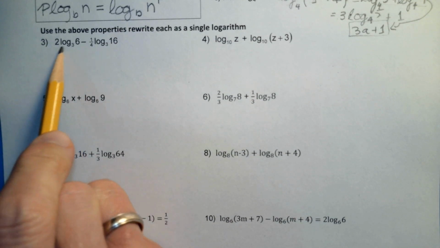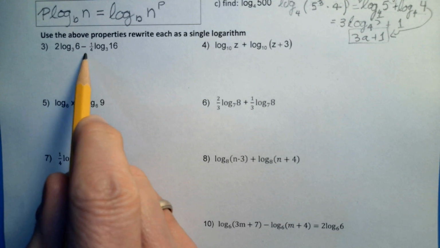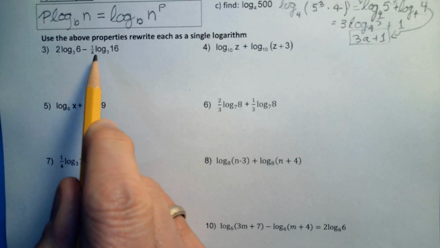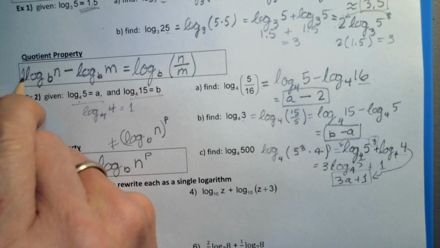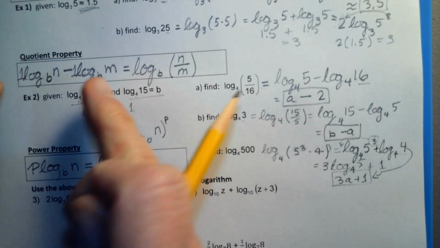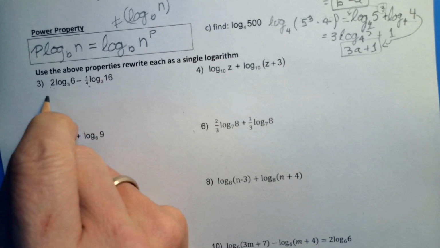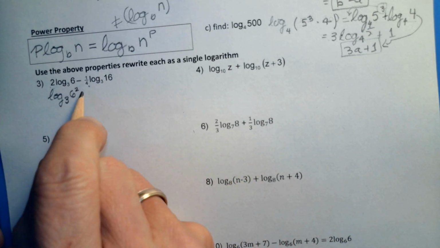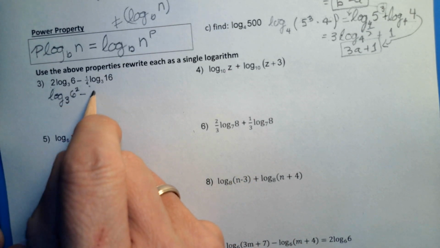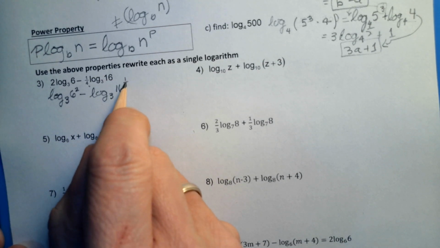All right, so what we want to do is simplify this. We can't use the quotient rule on this until we make these coefficients 1. Notice we don't write it in here, but this has got to be a 1, and this has got to be a 1 if you're going to take these things and combine them. We can't have anything out in front. First thing we want to do is get rid of those using our power rule. Log base 3 of 6 squared minus log base 3 of 16 to the 1/4.